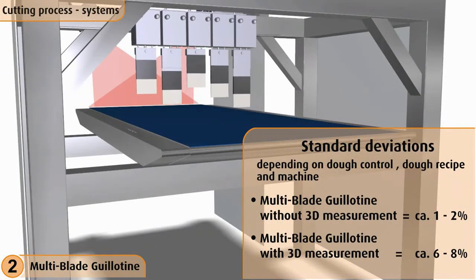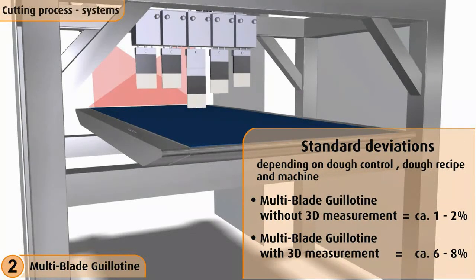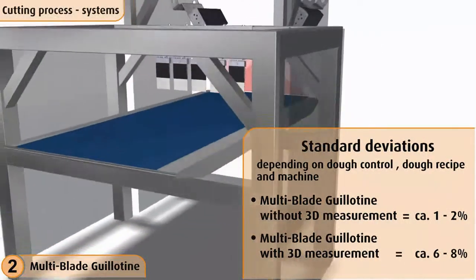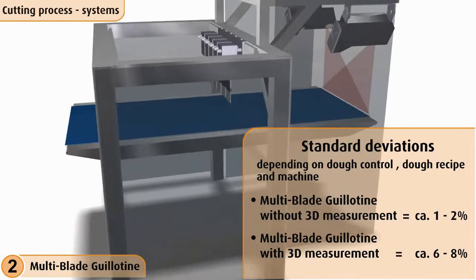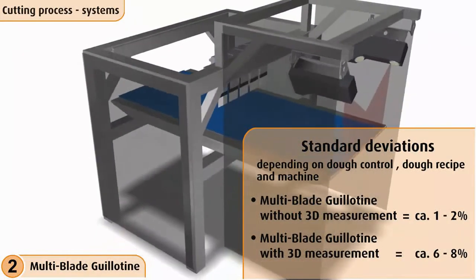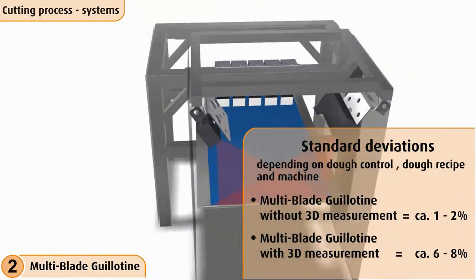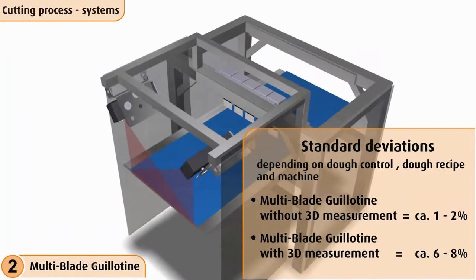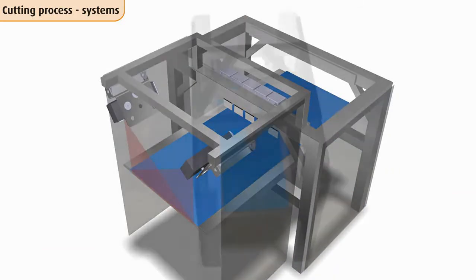Standard deviation in product weight when using a multi-blade guillotine with 3D measurement amounts to about 1 to 2%, depending on the type of dough control and machine. In comparison, the weight difference when using a conventional single-blade guillotine with 3D measurement amounts to about 6 to 8%.